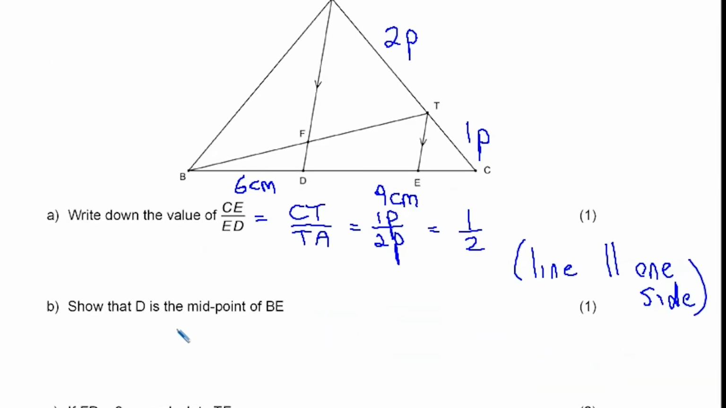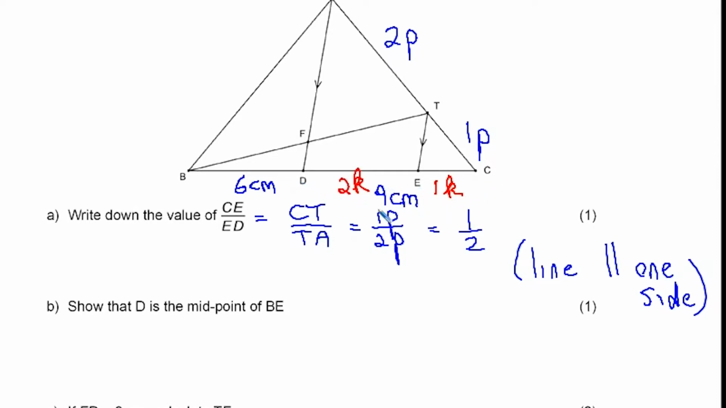Show that D is the midpoint of BE. Right. What we now know is that CE to ED is 1 as to 2. So let's put that information onto this diagram using a variable. I'm going to say that this is 1K and this is 2K.